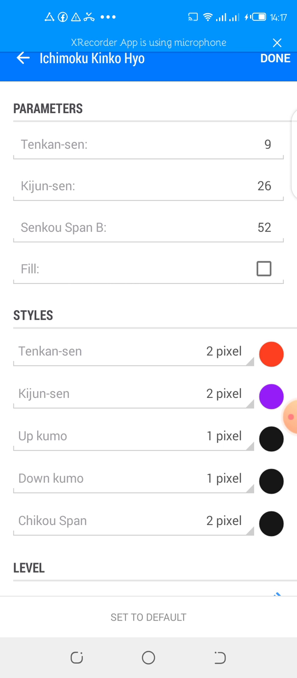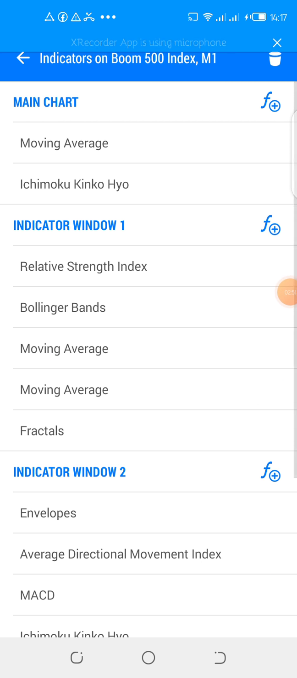Your Ichimoku as well should be at default, but make sure these three should be the same as your background color. So all we need is these two. These three should be the same as your background color. So the settings for the Ichimoku is 9, 26, 52. So that is it for the settings.